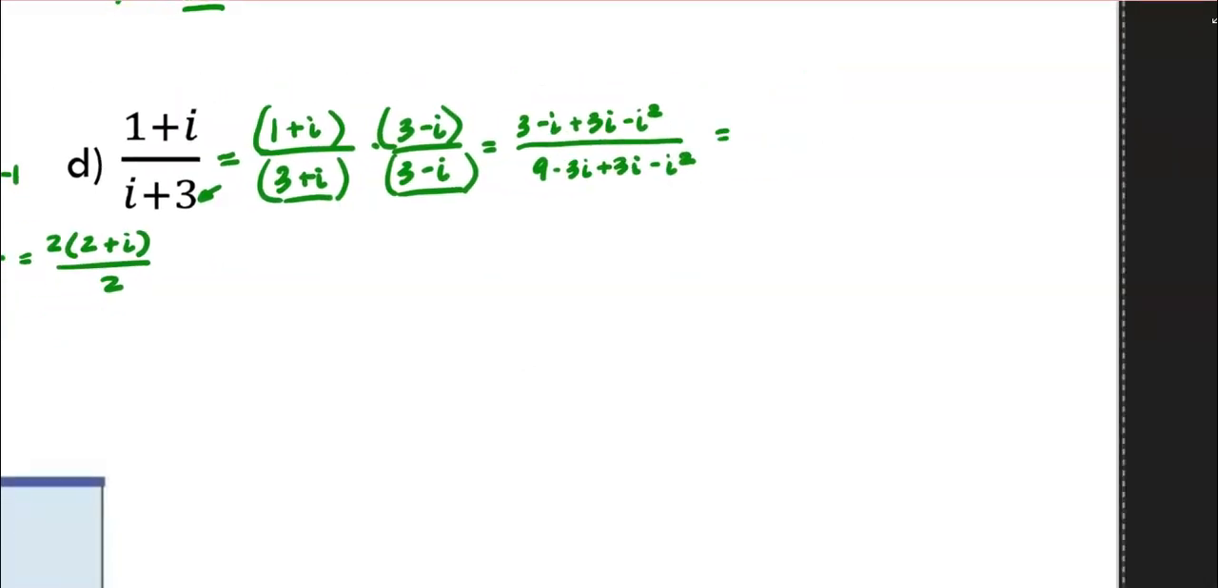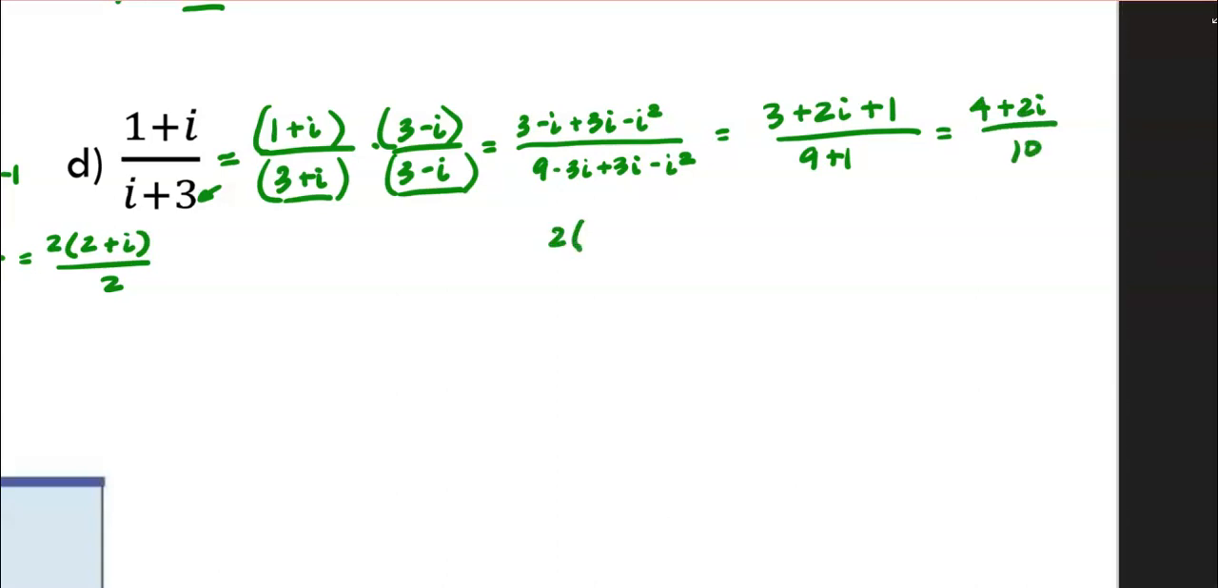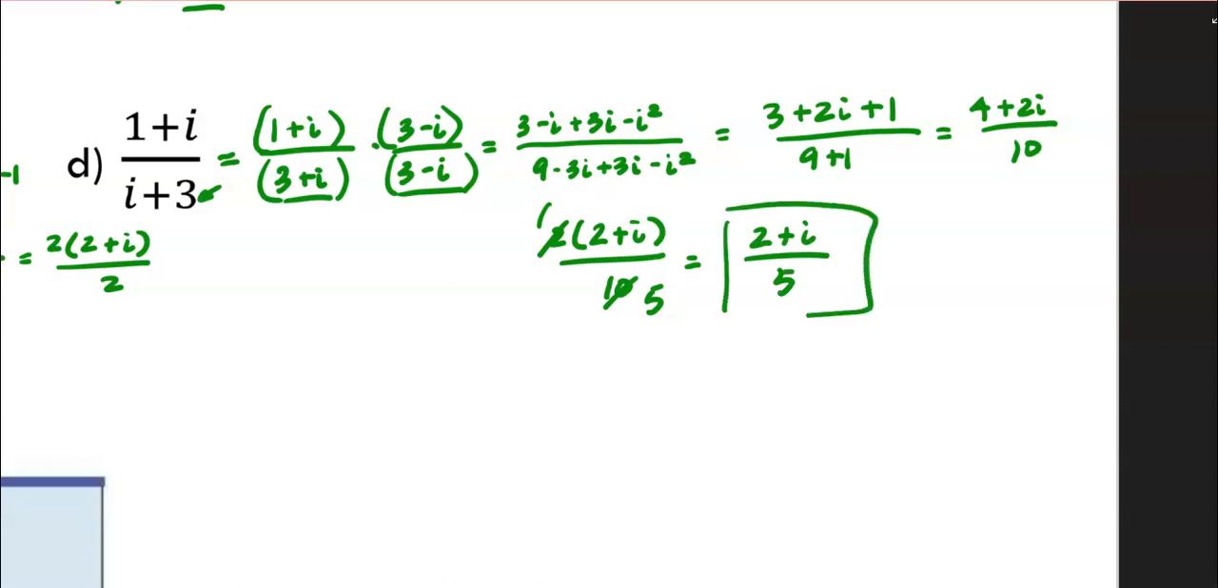And let's go ahead and simplify. So that becomes 3 plus 2i plus 1, and then 9 plus 1. So you end up with 4 plus 2i over 10. I'm going to factor out a 2 from the top: 2 plus i over 10, which is 2 plus i over 5. Okay, and good job.